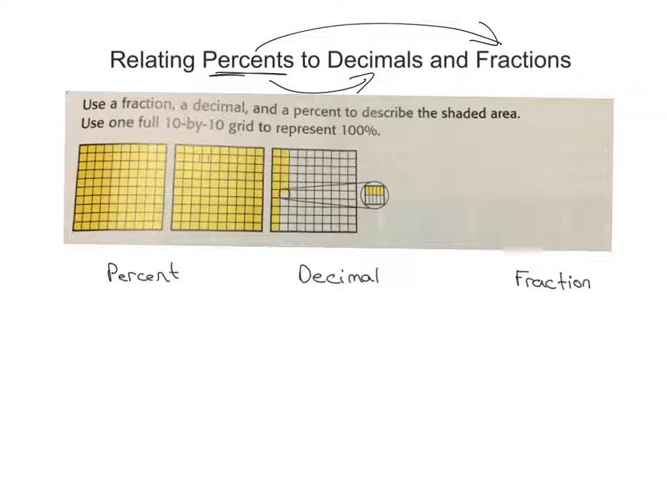So the first question we have today says: use a fraction, a decimal, and a percent to describe the shaded area. Use one full 10 by 10 grid, so there's 100 pieces on it, to represent 100%. So if one square is colored in, that's 1%, because 100 of these makes 100%. So let's quickly write this as a percent. The first thing we need to do is recognize that this is 100. Here's another 100%.